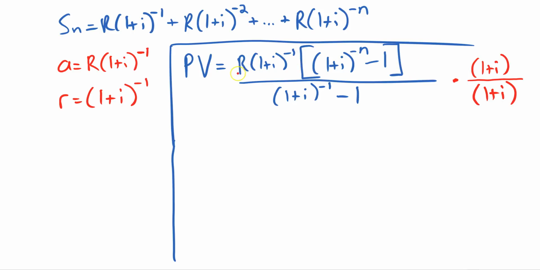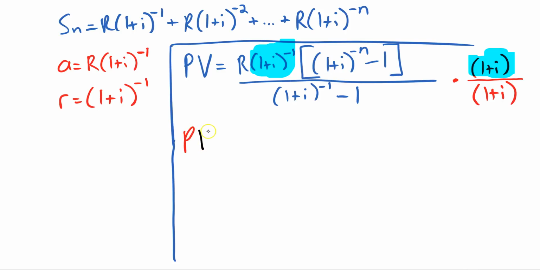Now, why that is exactly, if you take a look at the numerator, now we have this set of brackets multiplying r times 1 plus i to the power of negative 1. What the 1 plus i is going to do is it's going to cancel out the 1 plus i to the power of negative 1. Because this means that we are dividing by 1 plus i to the power of negative 1. So those two will kind of cancel out. Now, I am going to have to expand, though, the 1 plus i when it multiplies in the denominator.